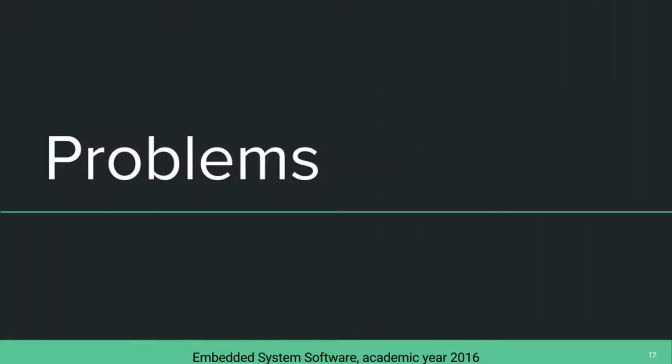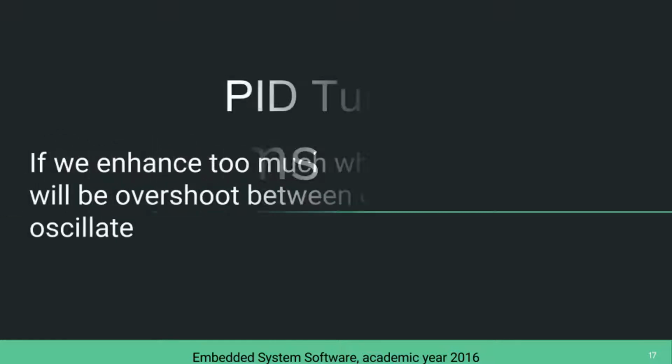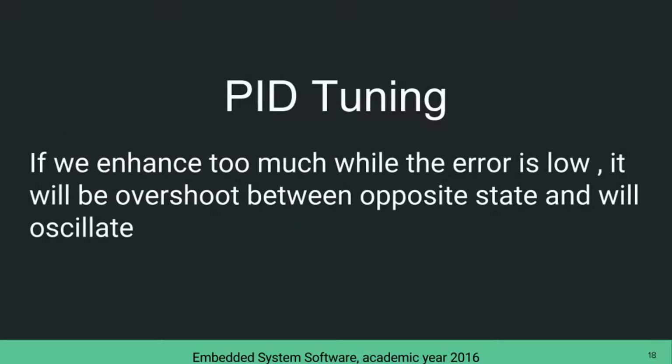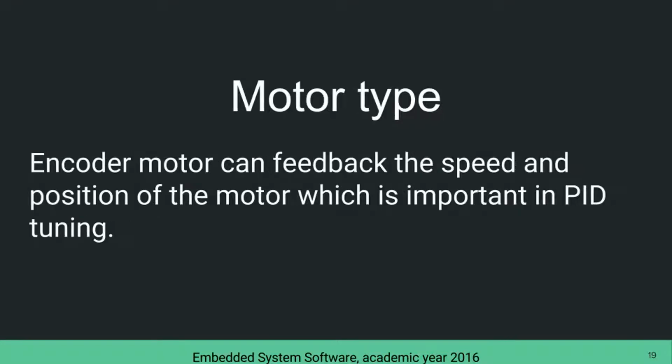And now I will talk about the problems we encountered during the project. The first problem is PID tuning. While doing this project, we increased or decreased the gain dramatically, and that caused overshoot. Then the robot would transition between the low error state and high error state. The solution is to increase or decrease gradually.